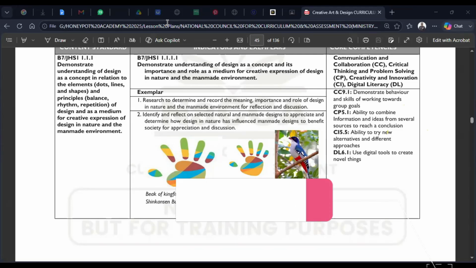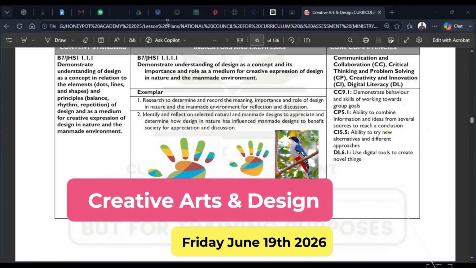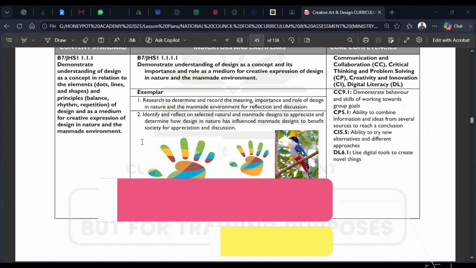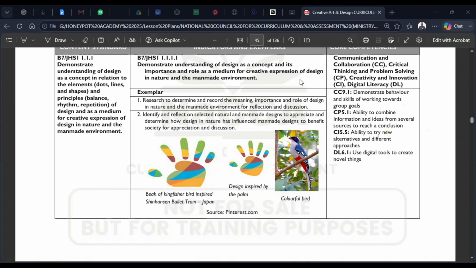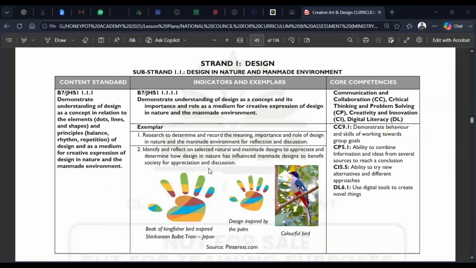All right. So as you can see on the screen, we have some images. I believe everyone can see. We have the strand, which is design, and the substrand, which is design in nature and the man-made environment. Can you all see the screen? Let me see your thumbs up or your hands up. All right. Thank you.